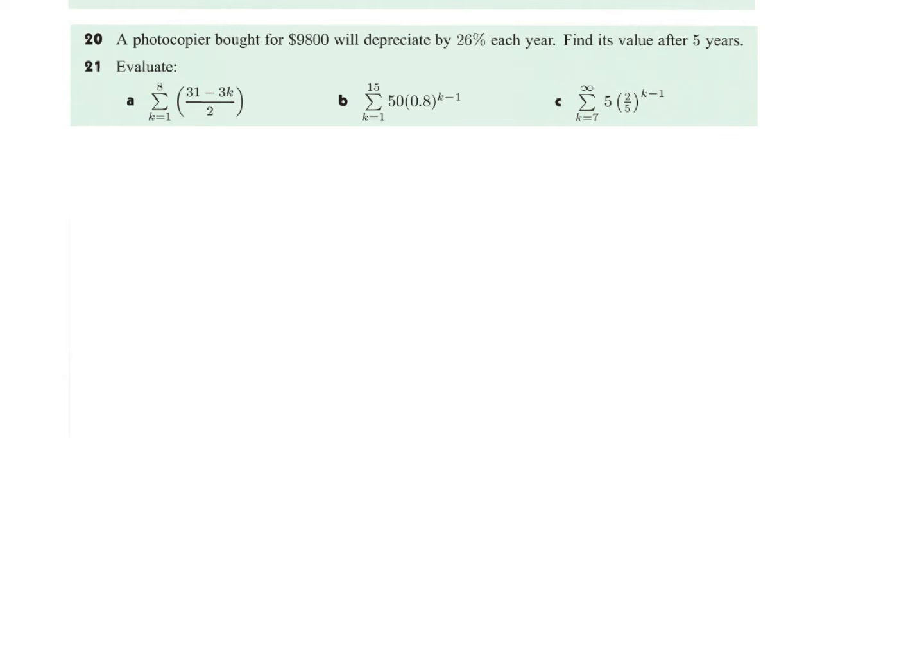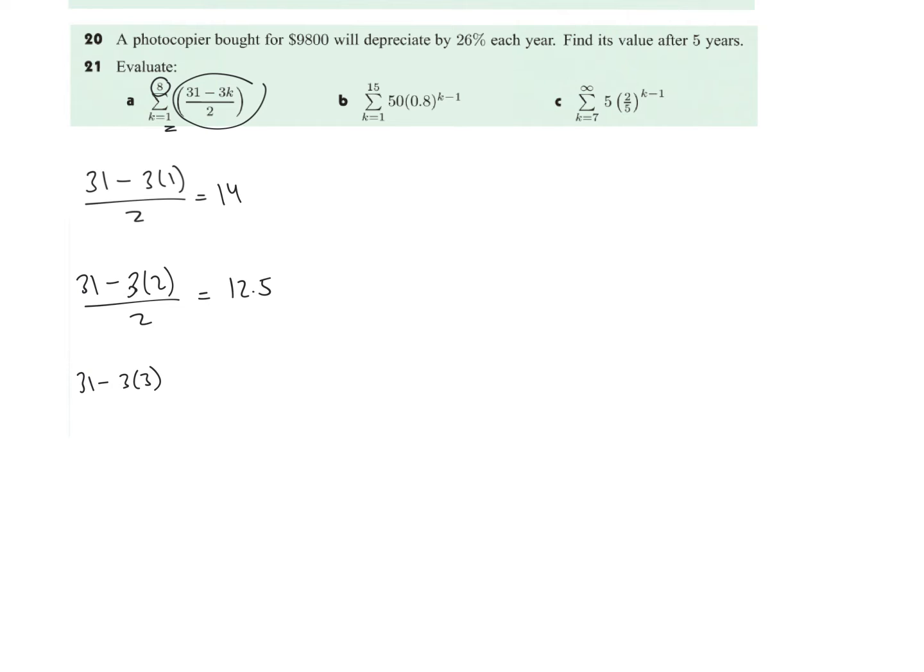So first of all, in part A, they want us to find the sum from the first term to the 8th term of this sequence or series. To me, A looks like an arithmetic series, but I would just double check that by finding the first 3 terms. To find the first term, I'm going to plug in 1, and we'll get 14. To find the second term, I'm plugging in 2, and I'll get 12.5, and then for the third term, I'll plug in 3, and I should get 11.